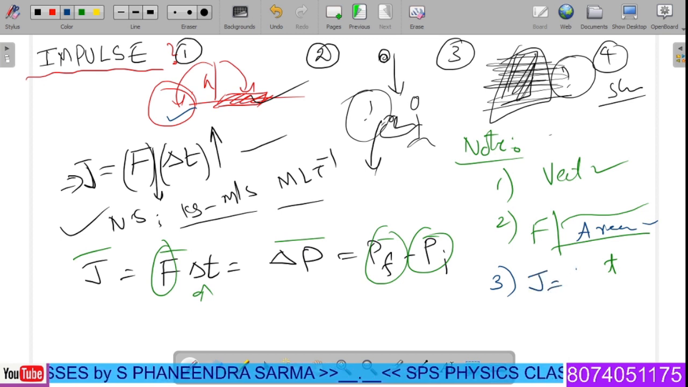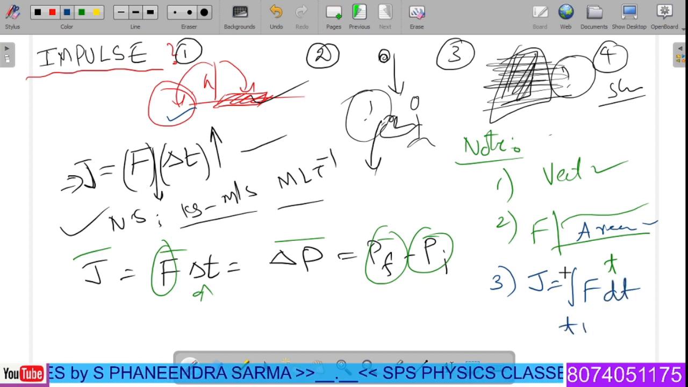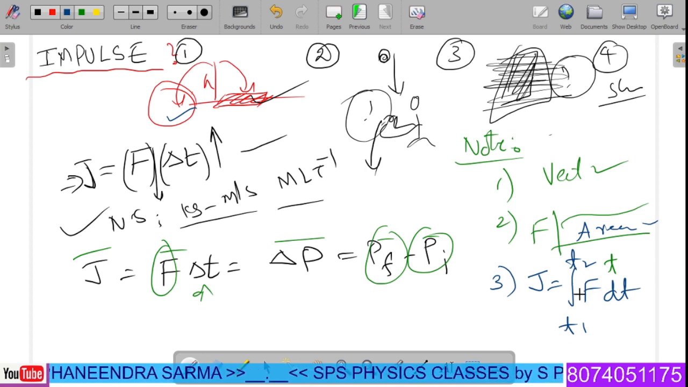The value of impulse J can be written as the integration of F dt, running over the limits t1 to t2. That means within the time interval from t1 to t2, the force is given as a function of time. So the value of force given as a function of time has to be substituted here. Upon doing integration within the limits of t1 to t2, you can determine the value of what?